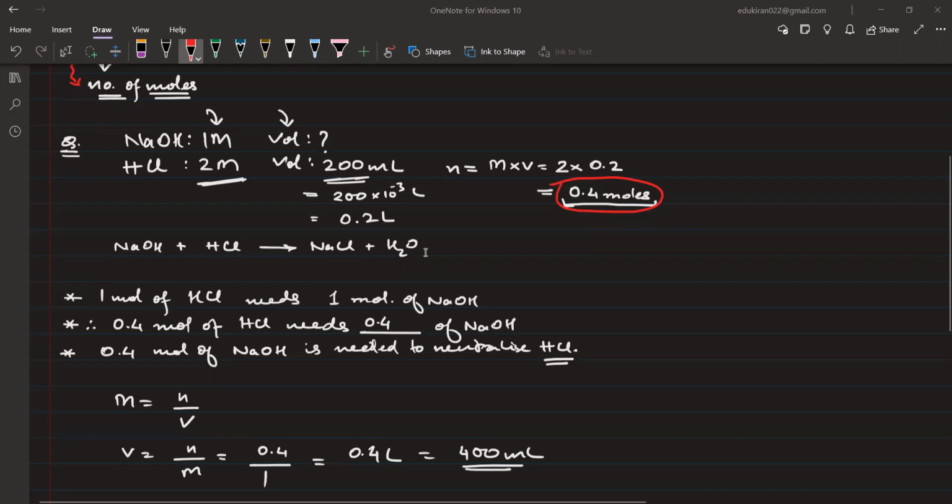So now, stoichiometric calculation, we have seen each and everything, starting from the simple case when you are given the number of moles. Yes Iram, you want to say something?